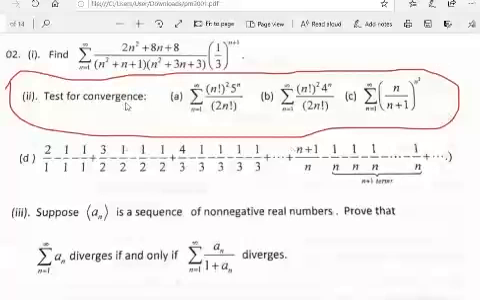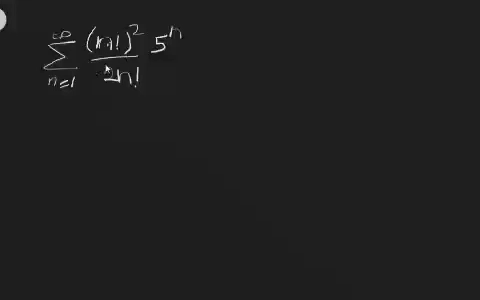Problem here. This is one of the questions from the question bank. So let's discuss this one here. Test for convergence. Consider this part A. We want to check whether this infinite series is convergent or divergent, right?